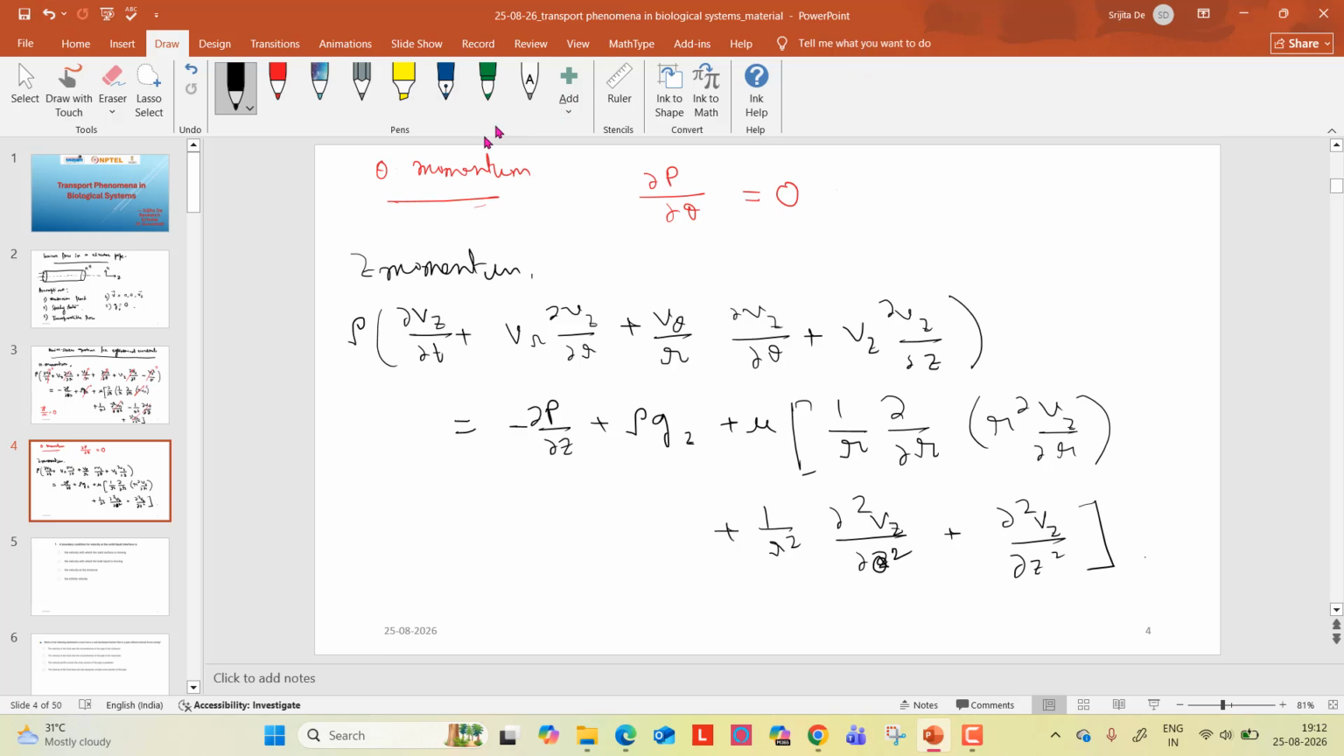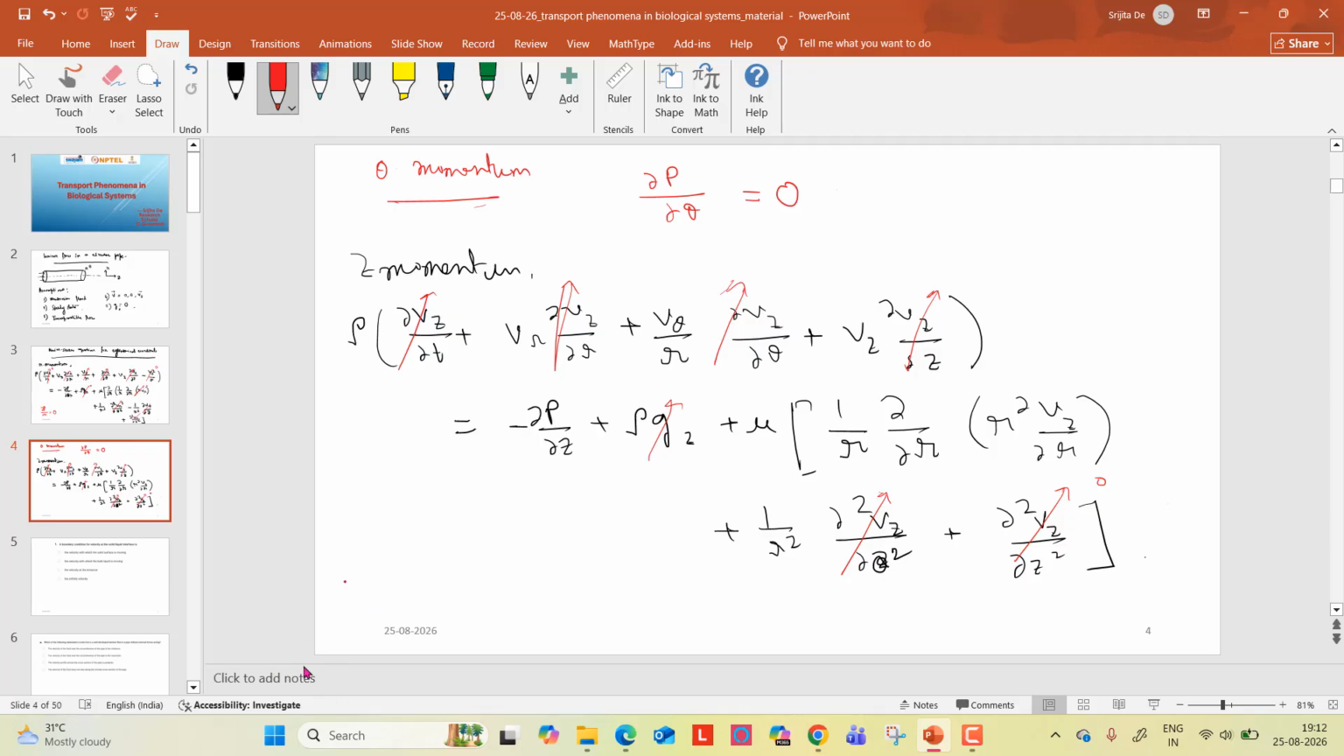So this is 0, Vr is there, this is 0, the theta is there, it is 0. This is also 0 because it is a fully developed flow. Rho Gz is 0. This term is 0 because there is no change with respect to theta, and this is also 0 because it is fully developed. So what are the terms left?